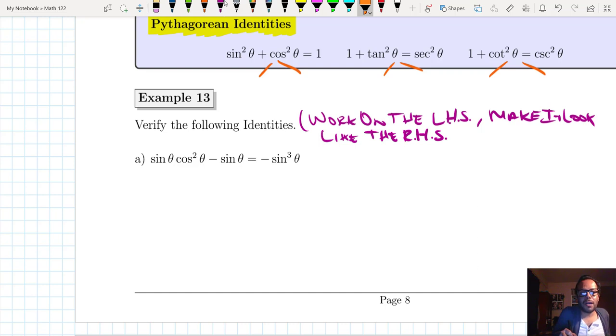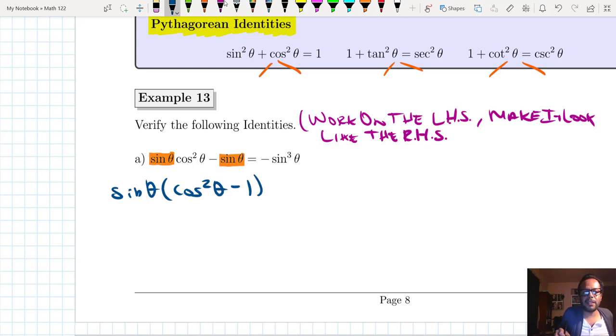Okay, what about letter A? Notice this common factor of sine theta, right? That's the greatest common factor, and I'm going to factor sine theta. So sine theta times cosine squared theta minus 1, right? That equals a negative sine cubed theta.